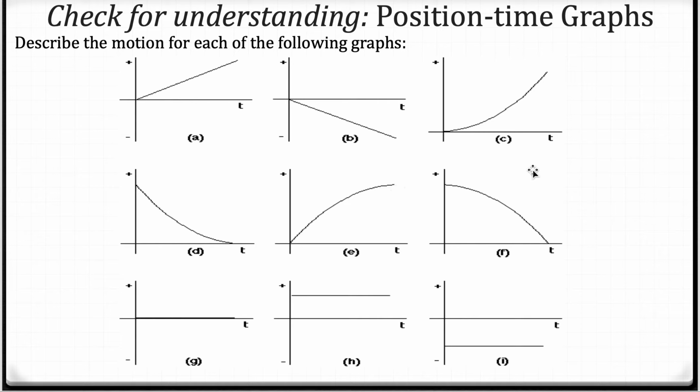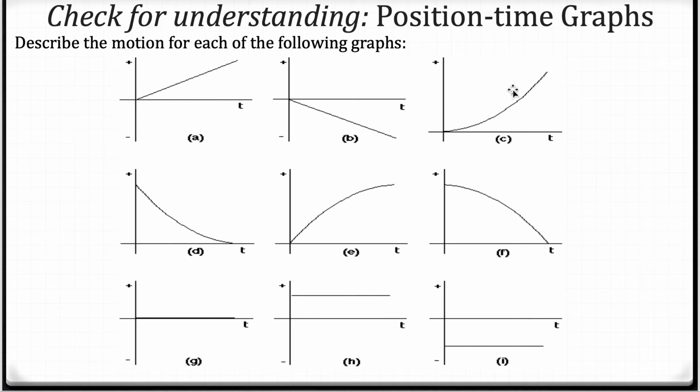so we do have acceleration here. For graph F, we have a curved line headed in the downward direction, so since it's going in the downward direction, we are going in the negative direction. That curve is getting steeper as it goes through. It's much flatter here than it is at the end. So since it's getting steeper, it is speeding up. So we are speeding up in the negative direction.